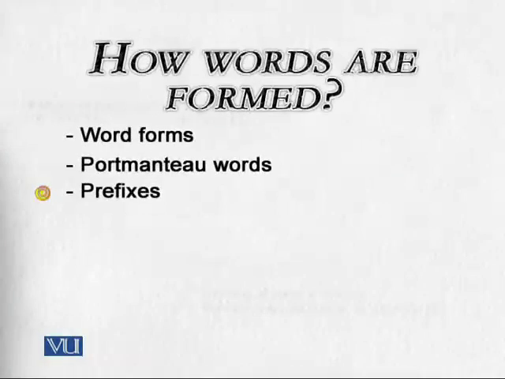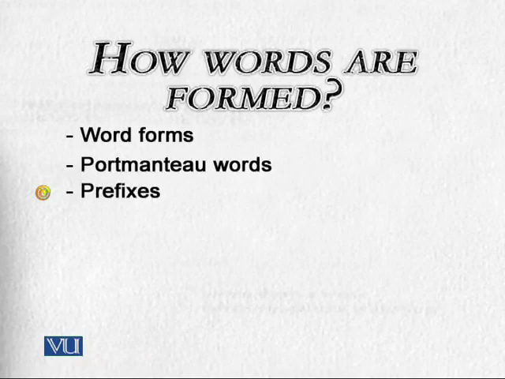You can take one portion of Oxford, one portion of Cambridge, and combine these to make a new word, and that will be called a portmanteau word. Details, of course, I'll give you later on. The third method is prefixes. Prefixes means words which you can put at the start of words, and you can construct further words.